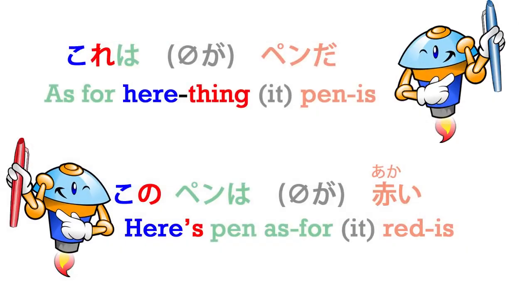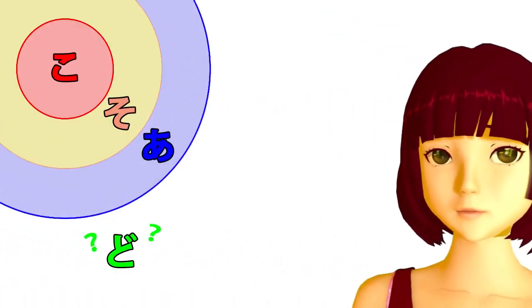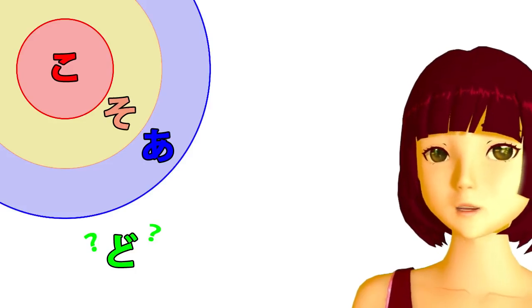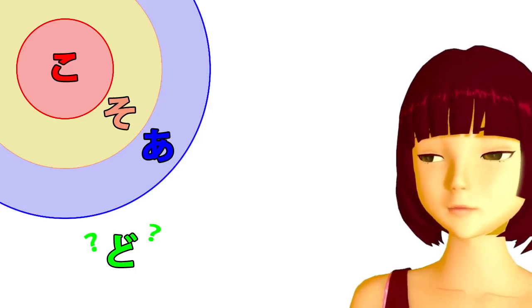Now in English we can say this or this pen, and there's no distinction between the words. We're using this in both cases. So once we've got used to how they work, I think this is a very straightforward term.